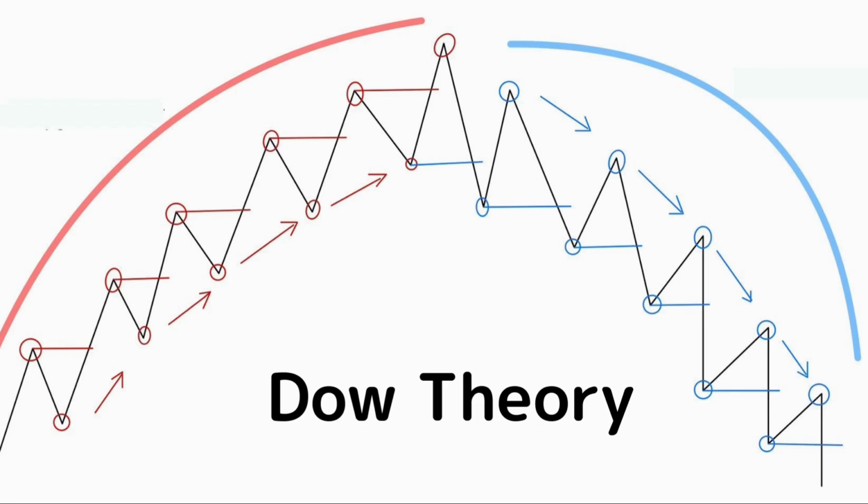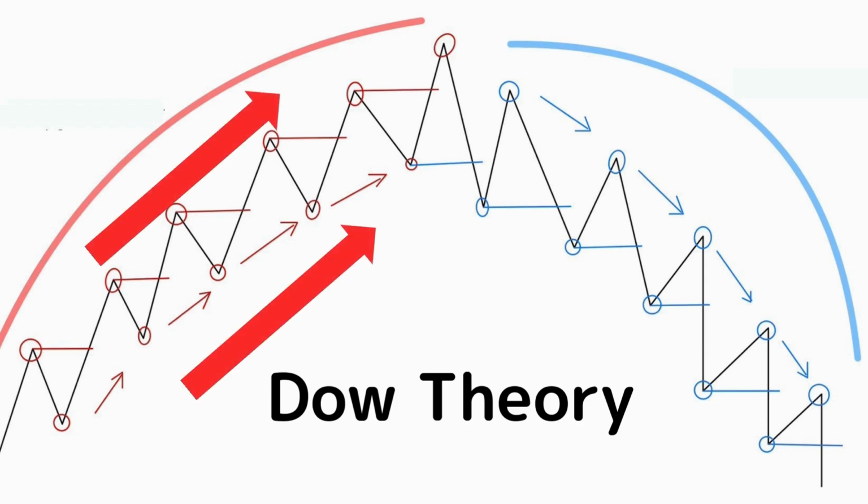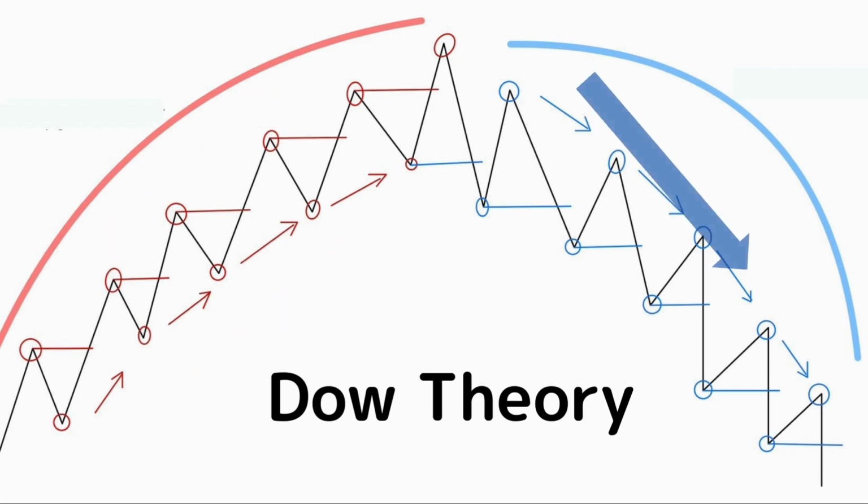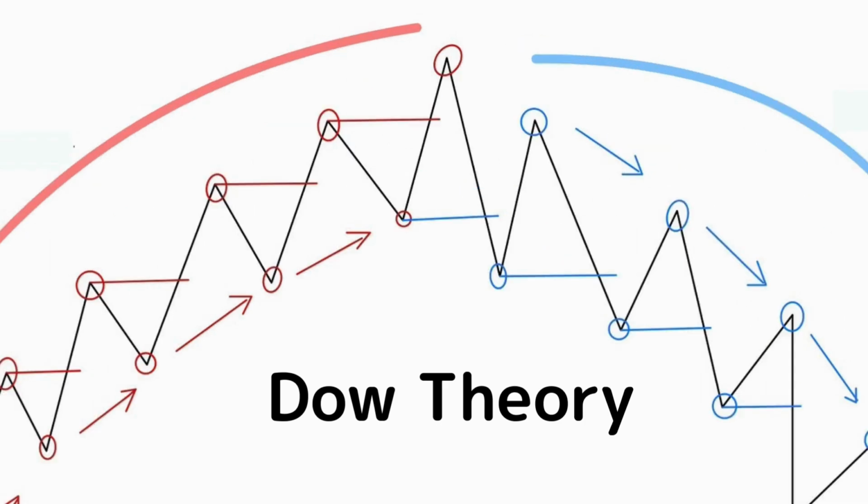Additionally, I follow Dow theory for my analysis. To briefly explain, an uptrend is defined by higher highs and higher lows, while a downtrend is defined by lower highs and lower lows. A trend reversal occurs when this pattern breaks. If the price breaks below the most recent low after reaching a high, a downtrend begins.